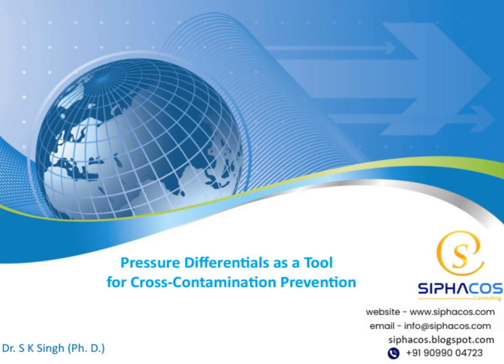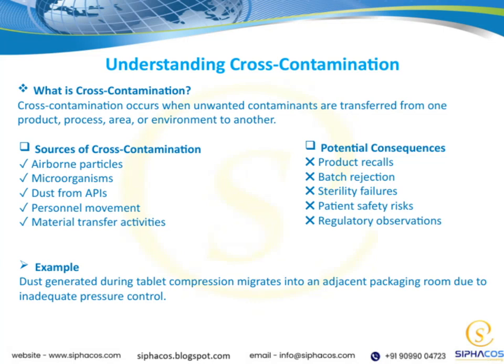Let's get started. Let's talk about cross-contamination, what it is, and why it matters. Cross-contamination happens when unwanted substances move from one product, process, or area to another. This can lead to serious consequences like product recalls, batch rejections, or even risks to patient safety. It can come from airborne particles, microorganisms, dust from active ingredients, or simply from people and materials moving around. For example, dust from tablet compression might drift into a nearby packaging room if pressure controls aren't right. Understanding this helps us prevent these risks.